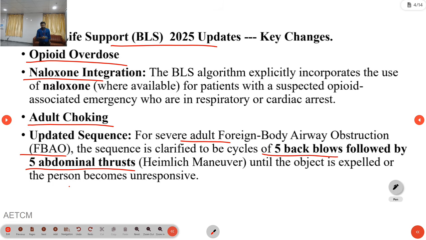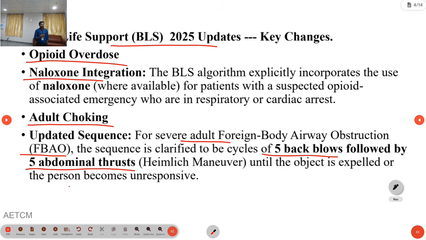The previous guideline said that we have to follow only 5 abdominal thrusts, below the level of the xiphoid process of the sternum and above your umbilical region. You can make a fist and start giving 5 abdominal thrusts. That was the previous update. Now the current 2025 guidelines suggest that you give 5 back blows followed by 5 abdominal thrusts.